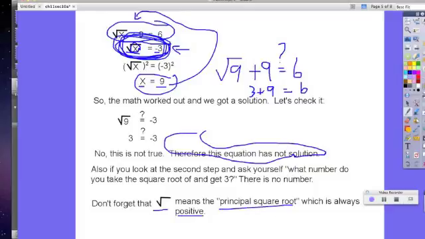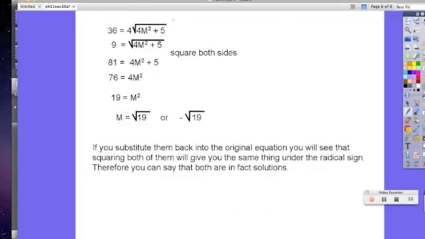Let's take a look at this one. The radical is not isolated yet because we have a 4 in front of it. So divide both sides by 4 and you get 9 equals that. Square both sides. We get 81 equals 4m squared plus 5. Subtract the 5 from both sides and we get 76 equals 4m squared. Divide by 4 and you get 19 equals m squared. And m equals the square root of 19 or the negative square root of 19.